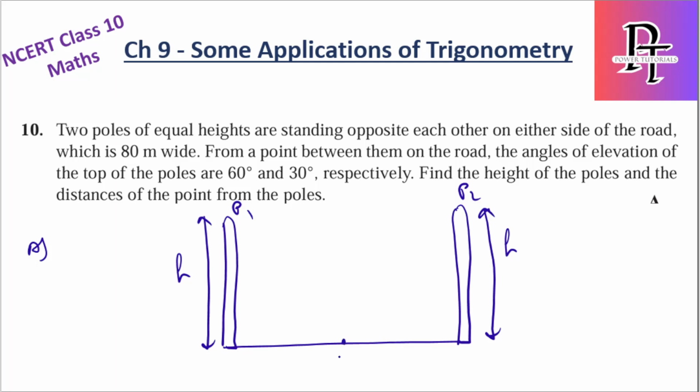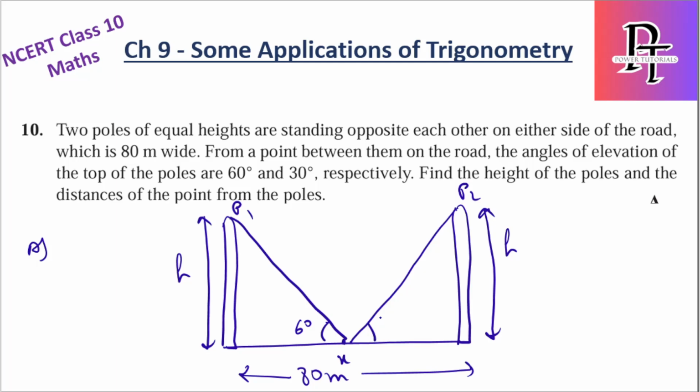Let's suppose this is a point x. From a point between them on the road, they also mentioned the road length is 80 meters. For the point between them, the angle to the first pole is 60 and to the other is 30. So this angle is 60 degrees, and in the same way from this point to the other pole it is 30 degrees. They're asking to find the height of the pole, h, and also the distance of the point from the poles, say x1 and x2.